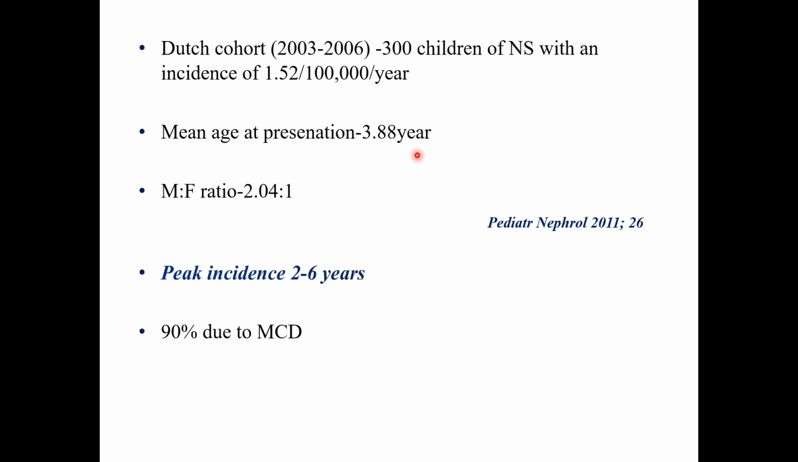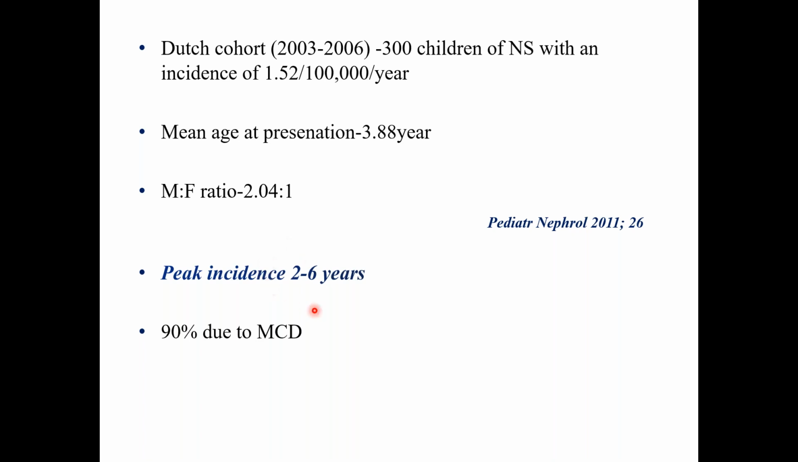A recent Dutch cohort study that was published showed an incidence of about 1.5 in the European population. And the mean age of the children who presented in this study with the first episode of nephrotic syndrome was around 3.8 years. And more boys are affected; even in our cohorts, we find that boys coming with nephrotic syndrome are at least 2 times more than girls.